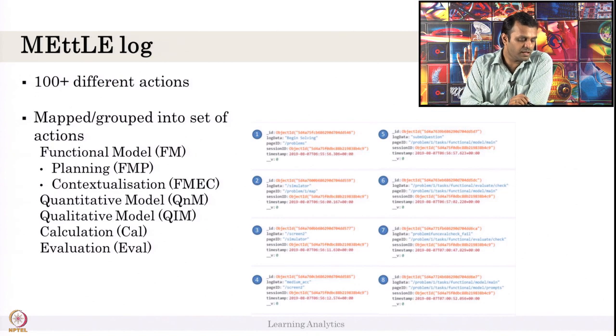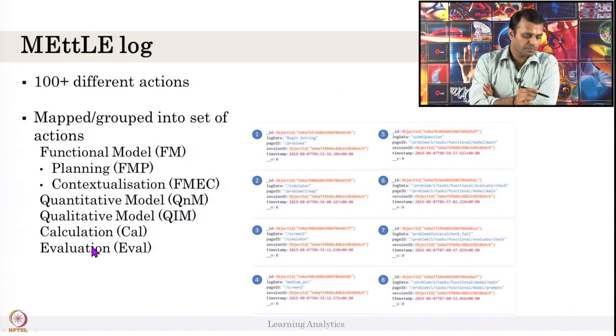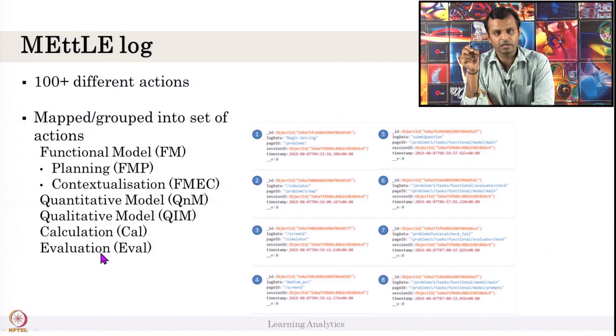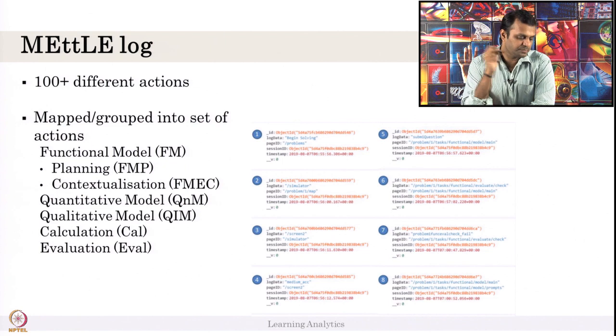If you remember Meta, the problem map is classified into 4 major maps and 2 calculation and evaluation, right? The problem map is divided into three major subtasks: the functional model, the quantitative model, and the qualitative model. Then it also has calculation and evaluation. Also the menu and simulator, the info, and other tabs are available for the students to use.